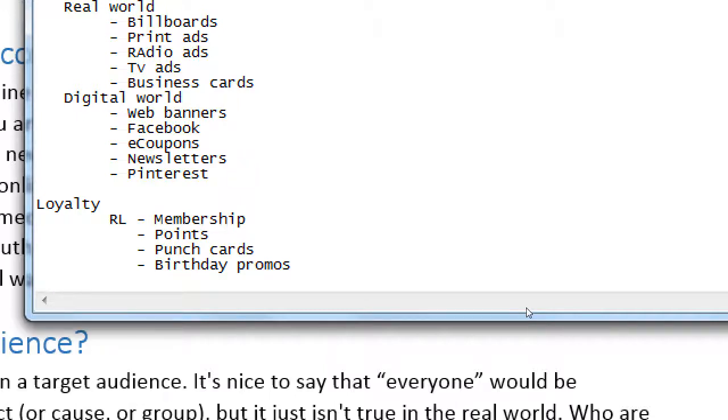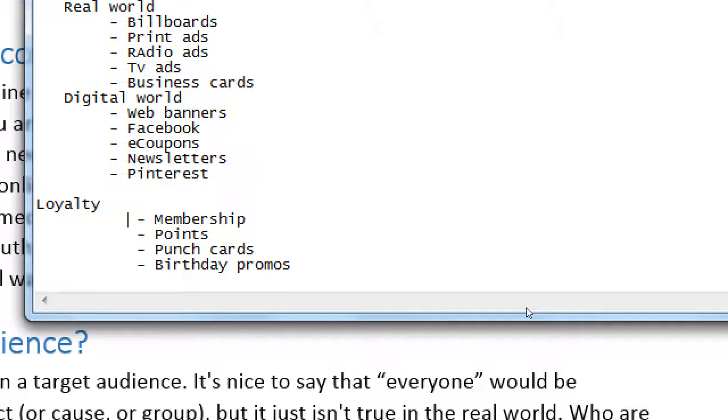Membership. I could have a website where I've got a private store where you can only have access to it in a certain way if you pay for it or if you have some sort of membership that you have set up. Points and accumulating sales and such. That's in the digital world as well. Birthday promos. Very easy online as well with newsletters and emails and all of that.